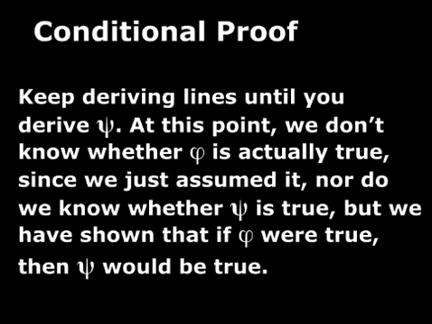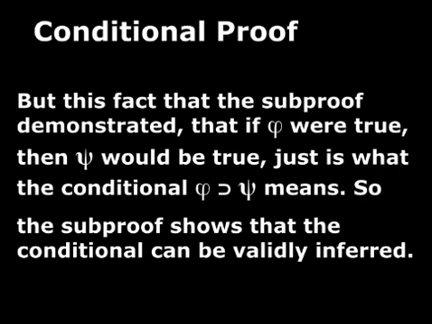But what we have shown is that if phi were true, if phi were one of the premises, let's say, psi would be true. But this fact that we did demonstrate, if phi then psi, is just what the conditional means. That's what the conditional says, if phi then psi. So the subproof, this little thing we did where we made an assumption and then derived something else, demonstrates that that conclusion is true if the premises are true.